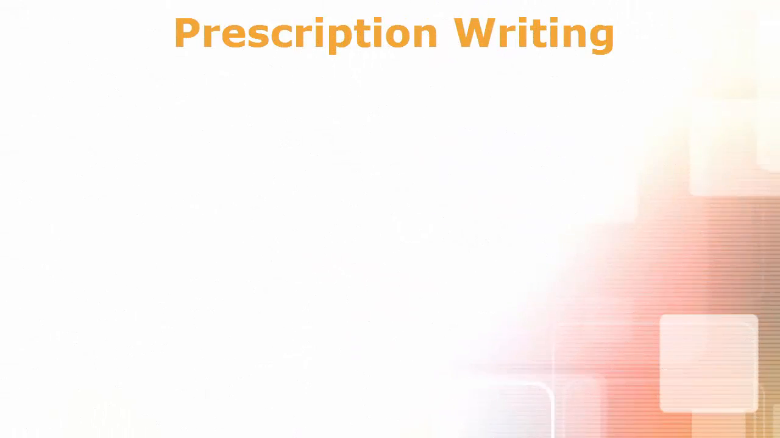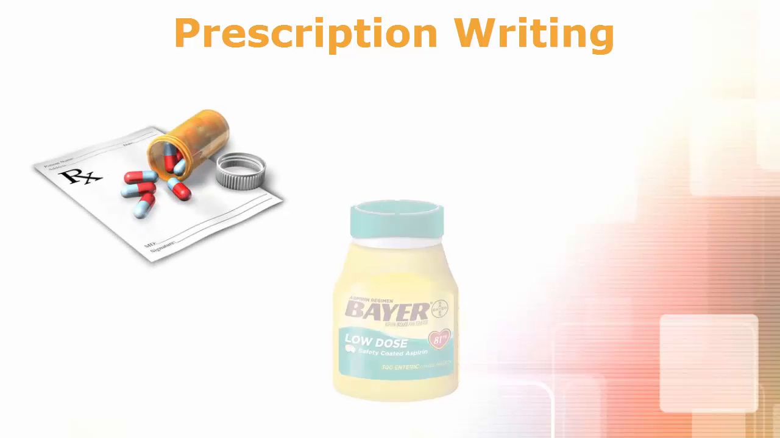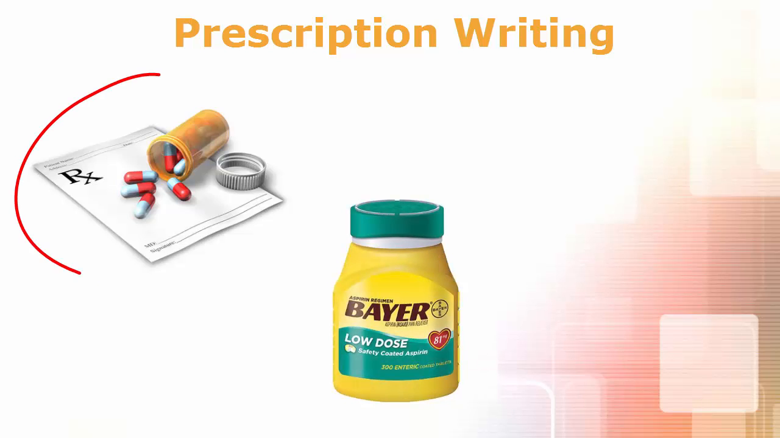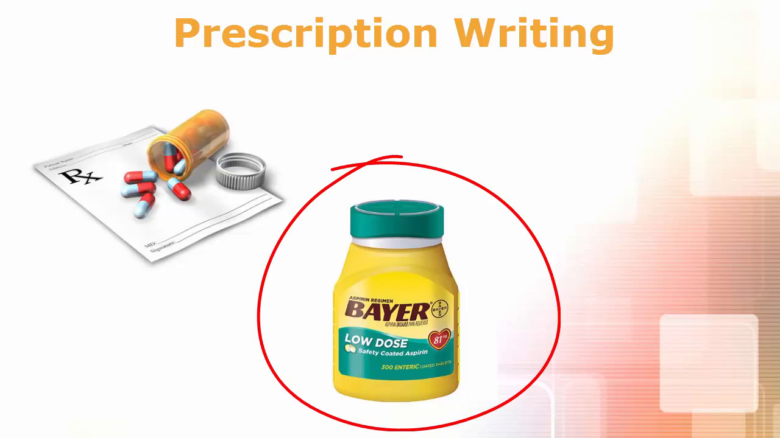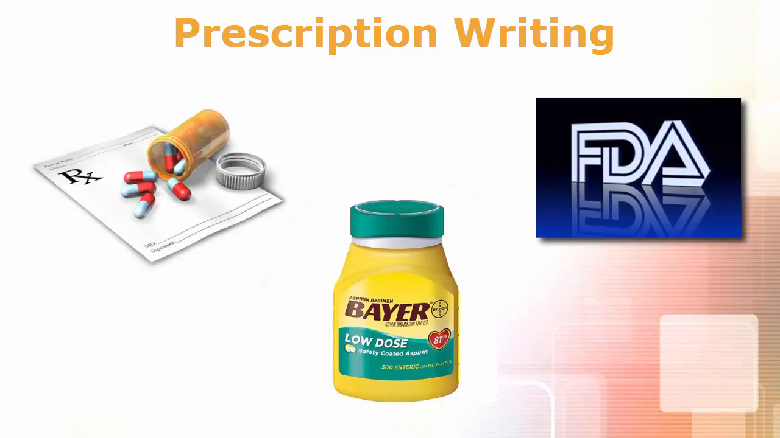Welcome to this prescription writing video. In the United States, there are two classes of drugs, prescription and over-the-counter. Prescription drugs require a written prescription or a telephone order to the pharmacy and can only be prescribed by a dentist. Non-prescription drugs are medications that can be obtained over the counter or without a prescription. The Food and Drug Administration regulates both prescription and over-the-counter drugs.